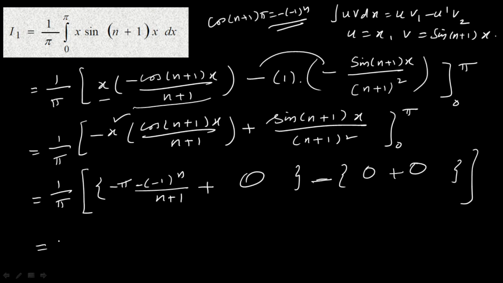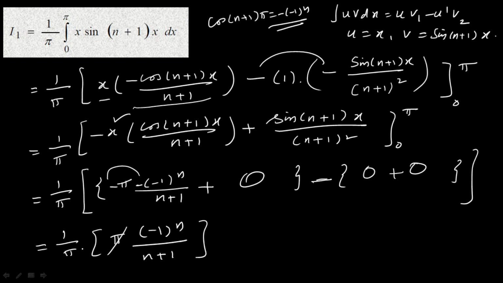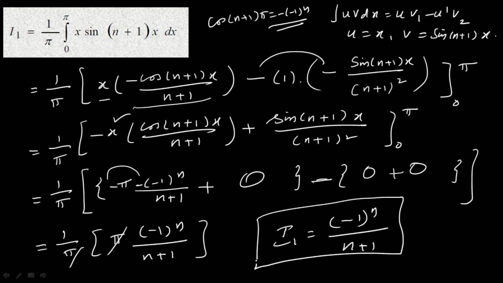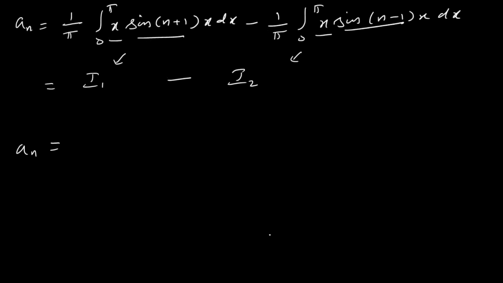That's all. Now we have to simplify this: 1 by pi. Here the two minuses become plus, pi times minus 1 whole power divided by (n plus 1). What happens? Pi and pi cancel. So you have only I1 equal to minus 1 whole power divided by (n plus 1). So we calculated the value of I1: minus 1 whole power divided by (n plus 1).